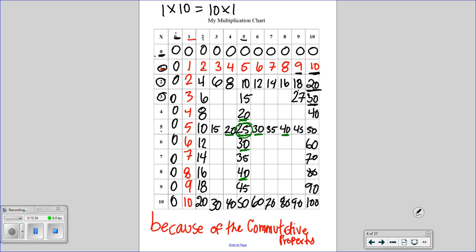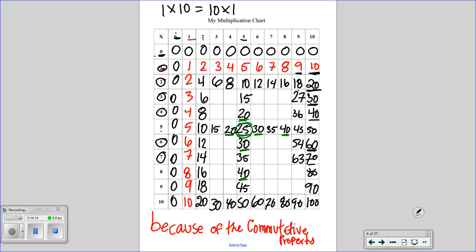9 times 4, 10 times 4 is 40. Subtract 4, 36. 9 times 5, 45. Most of you choose to skip count by 5s for those. Alright, 9 times 6. Well, 10 times 6 is 60, minus one group of 6, 54. 9 times 7, well, 10 times 7 is 70, minus one group of 7, 63.